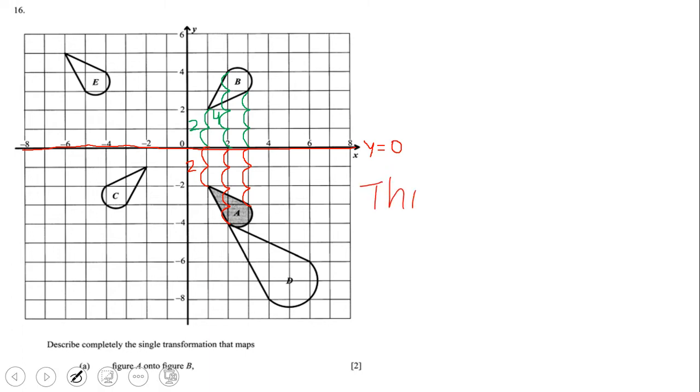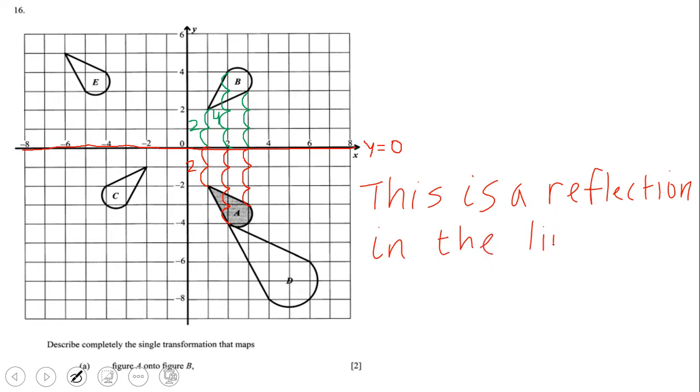This is a reflection in the line y equals 0. So we got that. Let me know if we get it.